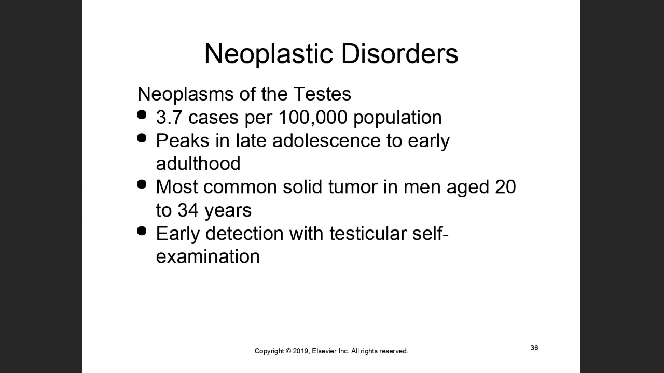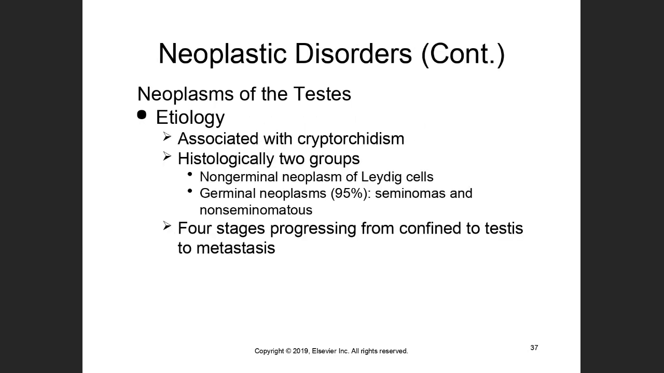Now we have neoplastic disorders. You have some statistics right here. The peak is in late adolescence to early adulthood. It is the most common solid tumor in men age 20 to 35. Early detection is with testicular self-examination. Etiology is associated with cryptorchidism. Remember, if you have cryptorchidism, you are at risk to develop cancer in your life. Histologically, there are two groups: non-germinal neoplasms of Leydig cells, and germinal neoplasms.